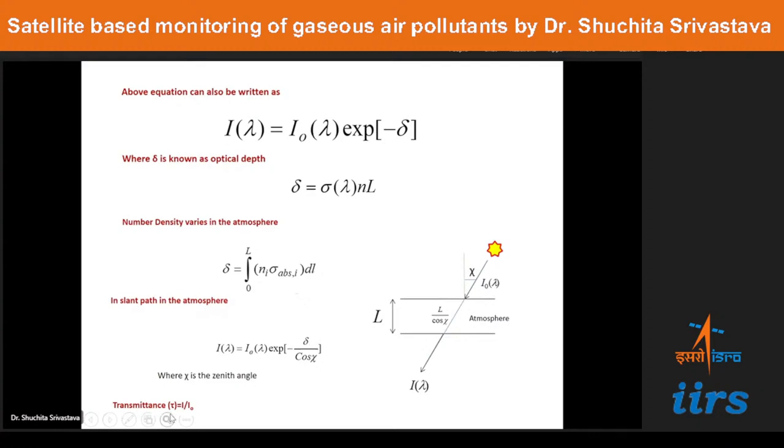And transmittance is a very important property which we will use in the retrieval of trace gases. It is the ratio of I by I0. I is the transmitted intensity, I0 is the incident intensity, and the ratio of the two is called transmittance. We will use this property later.